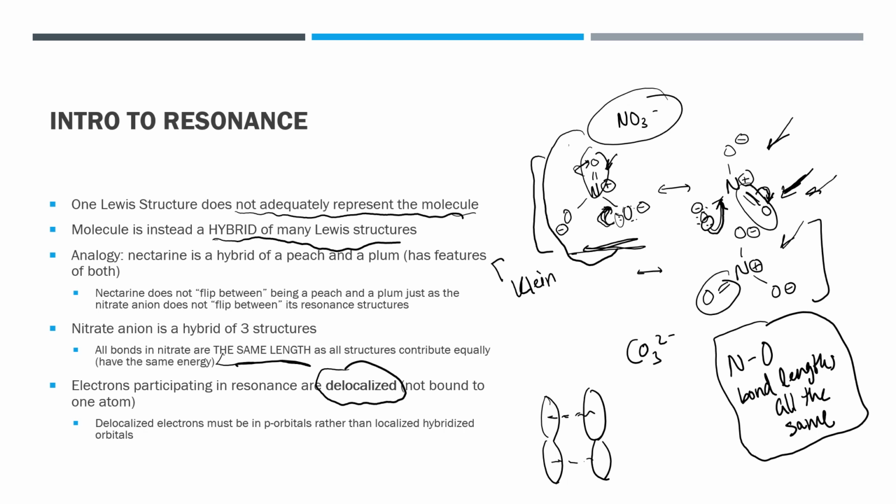The point I want to make with this is that delocalized electrons must be in p orbitals rather than localized hybridized orbitals. So basically, an electron that's participating in resonance cannot be in an sp2 orbital or an sp3 orbital. It needs to be in a p orbital. It needs to be delocalizable. So this is a huge effect for determining molecular geometry. And it's for this reason that amides are planar. So let me draw an amide and we can actually see why that's happening.